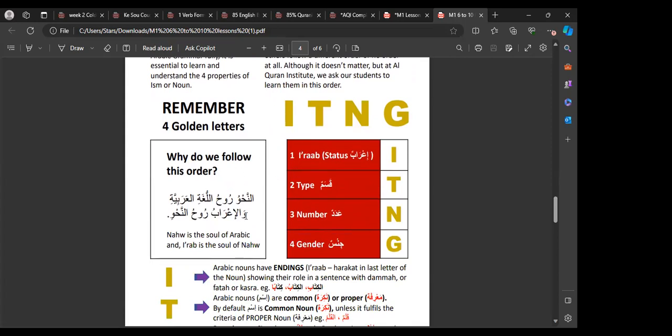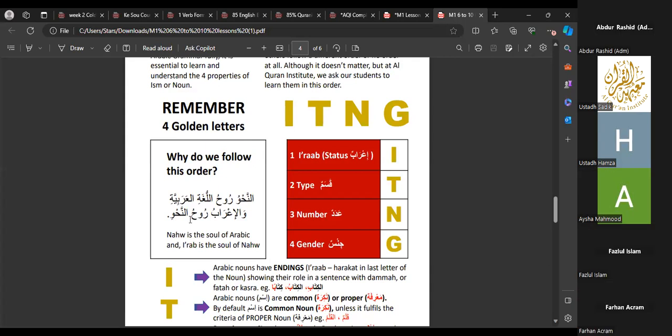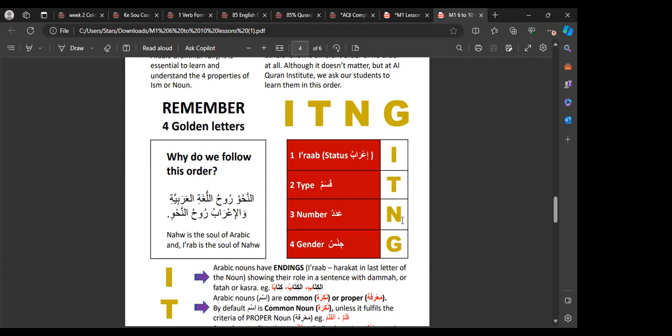Why do we follow this order? النحو روح اللغة العربية والإعراب روح النحو. Nahu is grammar, and it is the soul of Arabic, and I'rab is the soul of Nahu. Remember earlier, in the last week, we said there are 2 categories of grammar. You have Nahu and you have Sarf. I think it was in lesson 1 with the terminologies. Sarf is the morphology, how a word changes, and Nahu is essentially this thing called I'rab.